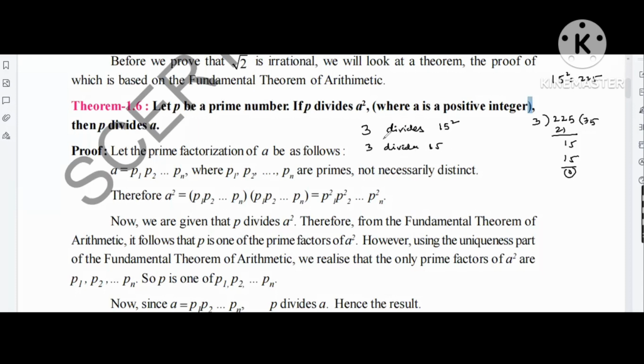So when p is a prime number and divides the square of a number, then it divides its base also. So p divides a square, p divides a also. This is useful in proving a given number as irrational. So we go to the topic now.